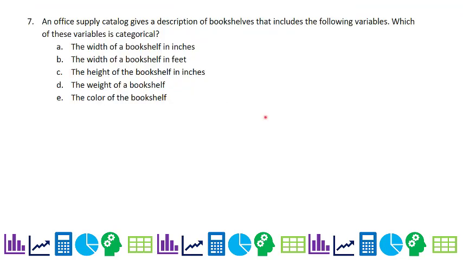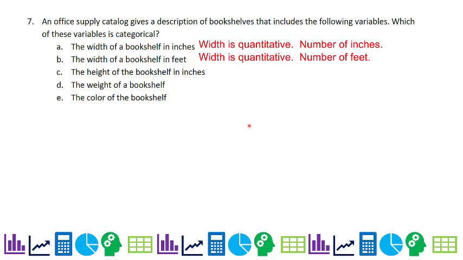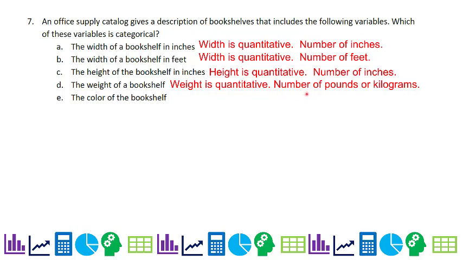An office supply catalog gives a description of bookshelves that includes the following variables. Which of these variables is categorical? Well, you got the width of a bookshelf in inches. Width is quantitative, and it's number of inches. Width of a bookshelf in feet. Same story. Now we just change it to feet. Height of a bookshelf in inches. Okay, so it's still quantitative. It's the number of inches. Weight is also quantitative. It's number of pounds or kilograms, depending on how you're measuring it. Color is categorical, so it could be black or brown or any other color. It's not a number, so the correct answer is E.